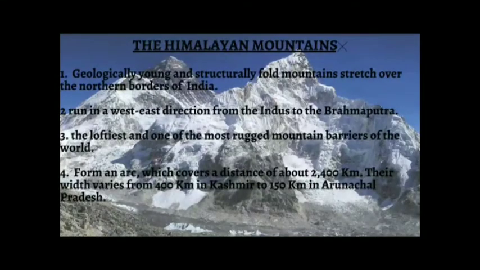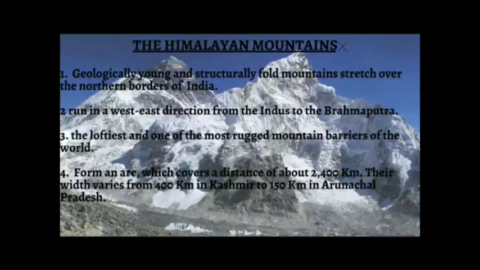Then these are the loftiest. Loftiest means very big. The loftiest and one of the most rugged mountain barriers. So in the world also, they are well known as the loftiest and one of the most rugged mountain barriers of the world. They form an arc which covers the distance of about 2400 kilometers in the north of India. Their width is different. In Kashmir it is about 400 kilometers, but as we go towards the east, their width becomes less. It is about 150 kilometers in Arunachal Pradesh.